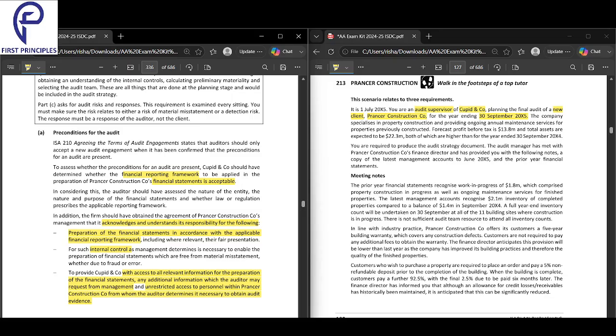Okay, that is the first thing. Preconditions for the audit: unrestricted access to personnel and unrestricted access to information. Okay, second, the internal control. They have maintained the internal controls. Next, the preparation of financial statement is done with an acceptable financial reporting framework.